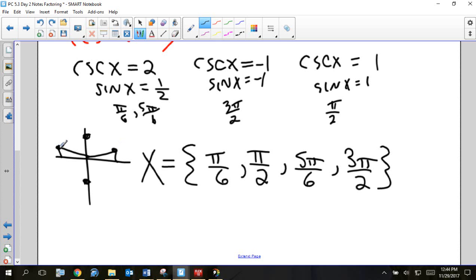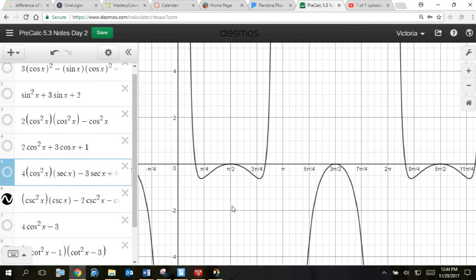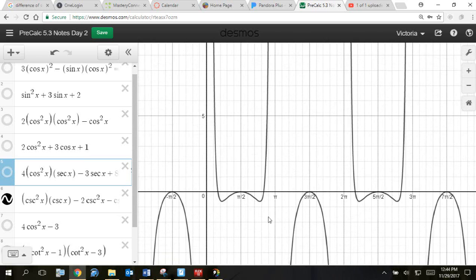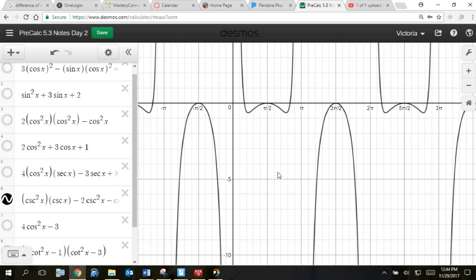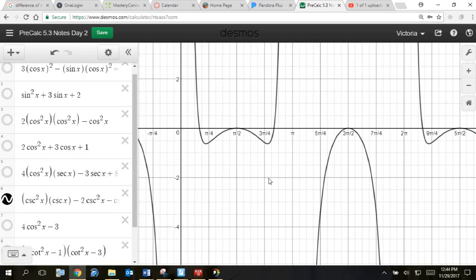Want to see the graph? Let's look at the graph. There it is. Got some more teeth for you. It's like a mouth, but it's all teeth and a tongue, I guess.